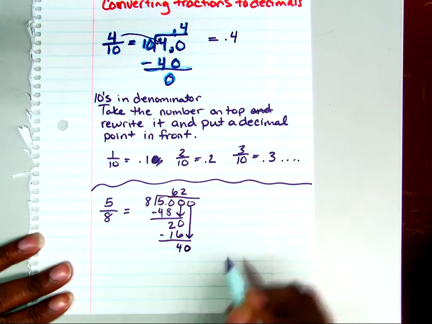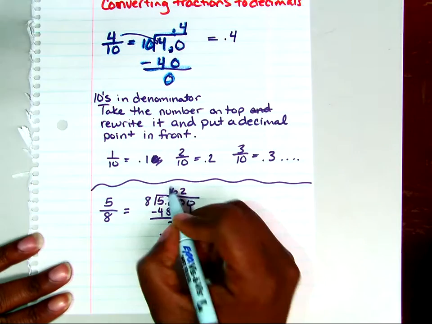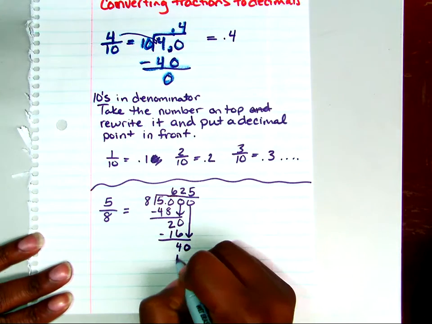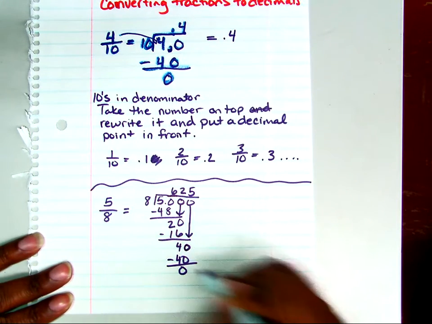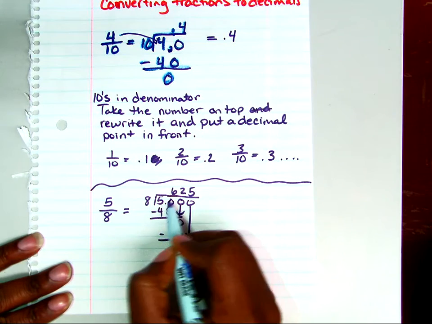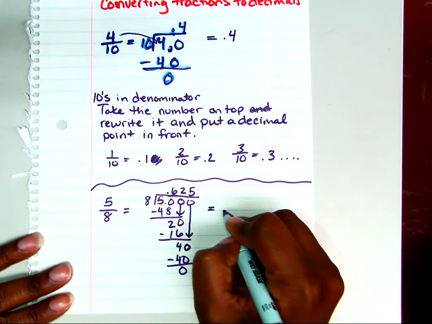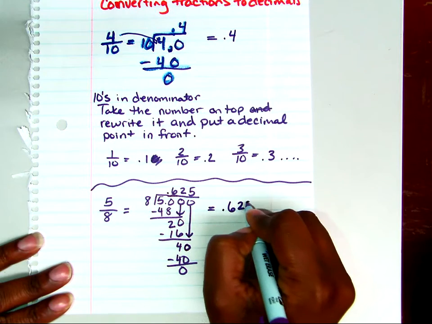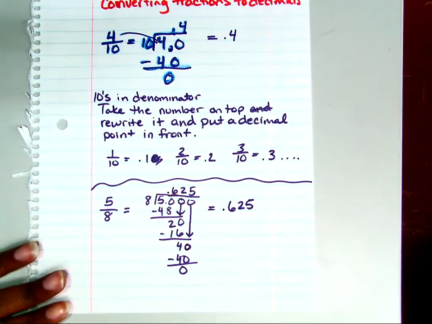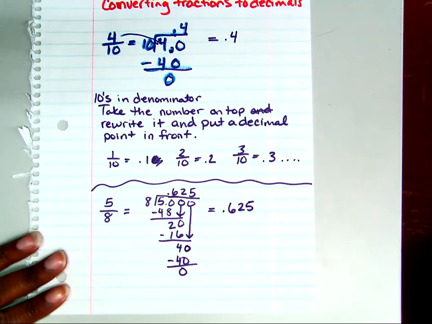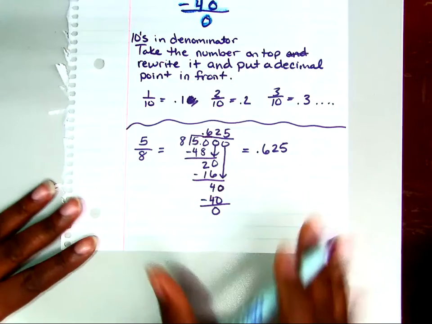Bring down a 0. How many times can 8 go into 40? It's 5 times. I have a decimal point here, so I need a decimal point right there. 0.625. And all we're doing is taking the top number and dividing it by the bottom number. I'm going to write that out.